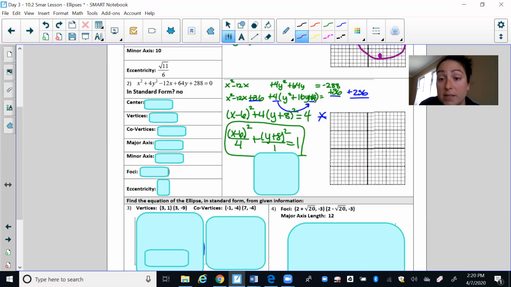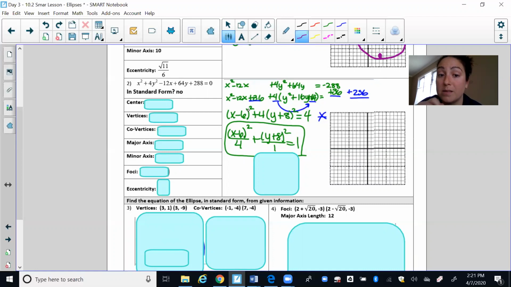8 squared is 64. But I didn't actually add 64, right? I added 4 times the quantity 64, so I added 256. So when we are balancing this equation, you need to make sure that you're adding 256 to the right side, which again, we got by doing 4 times 64. That factored out 4.